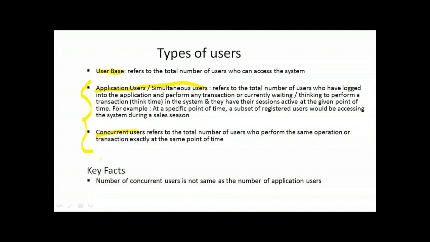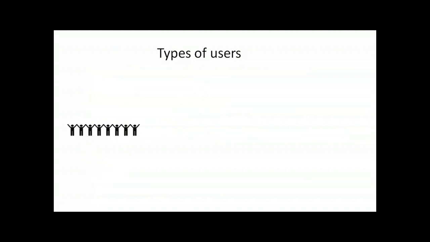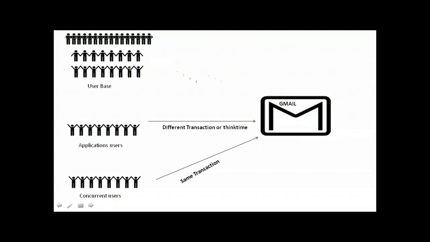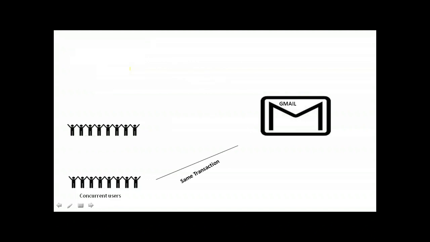There is a little bit of confusion, but this is what I understand of the concurrent users and the application users and the user base. So let me go ahead with this explanation now. Okay, so what is the user base? Let's talk about this Gmail application.